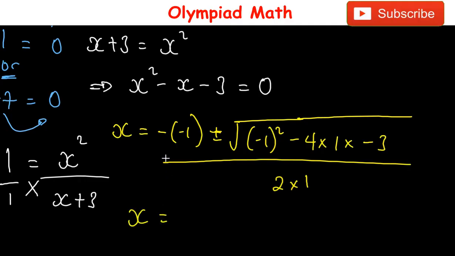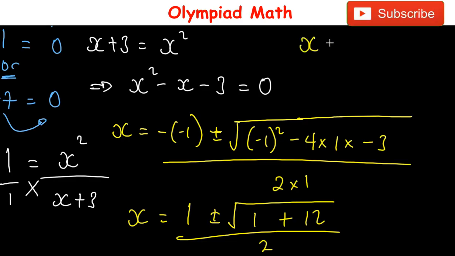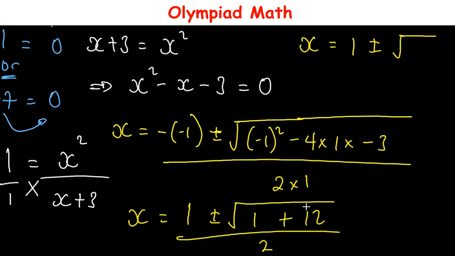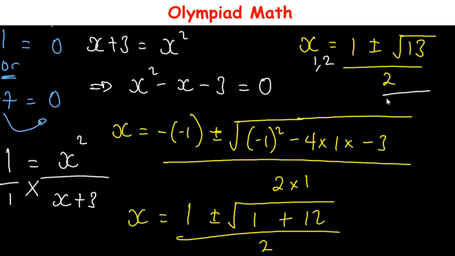x is then equal to minus times minus 1 plus 1 plus or minus the square root of minus 1 squared is 1 minus 4 times 1 times minus 3 plus 12 divided by 2 times 1 is 2. Next, the value of x is equal to 1 plus or minus the square root of 1 plus 12 is 13, and this is divided by 2. So from here, we have the first and the second solution of x from this.